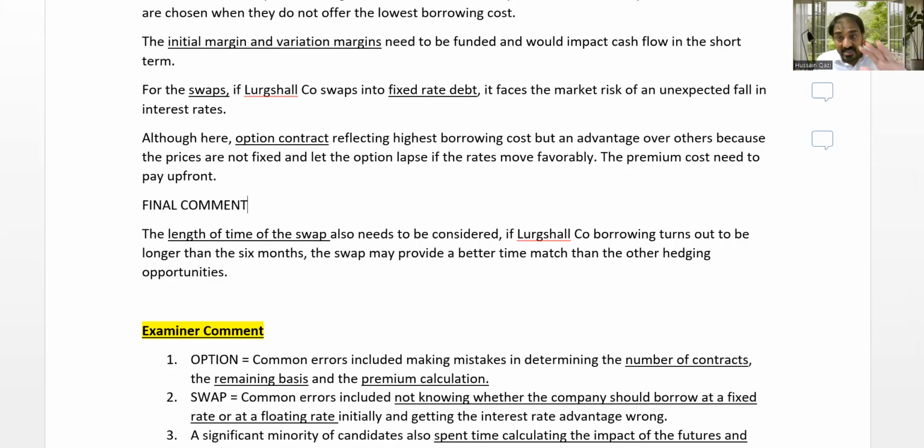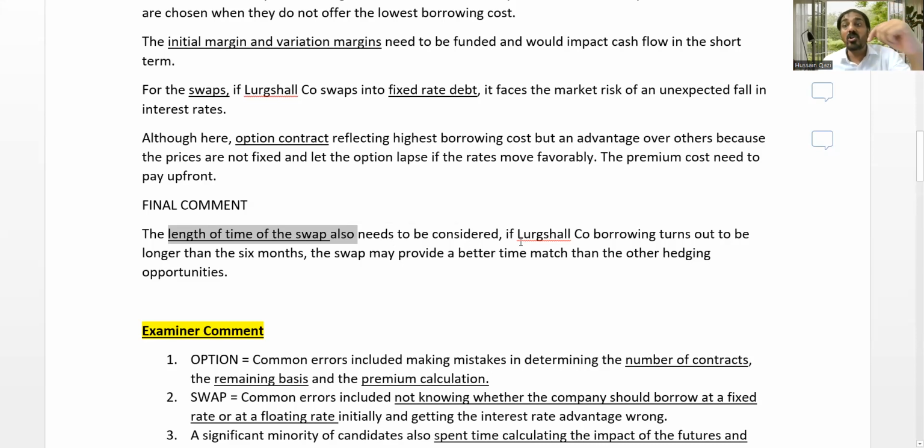Do remember, with the scenario of hedging, forex or interest, no need to make an exact final comment, because there are multiple hedging techniques, all with their own dynamics. The length of the swap needs to be considered, because normally swaps are available for the long term.